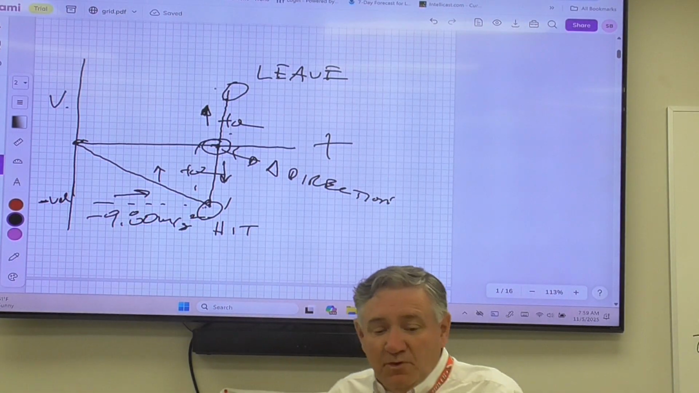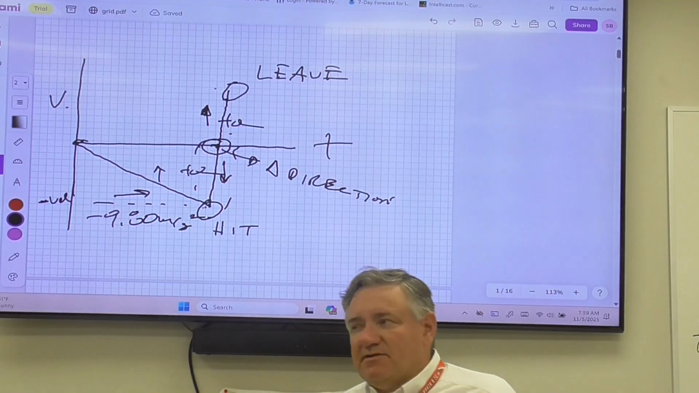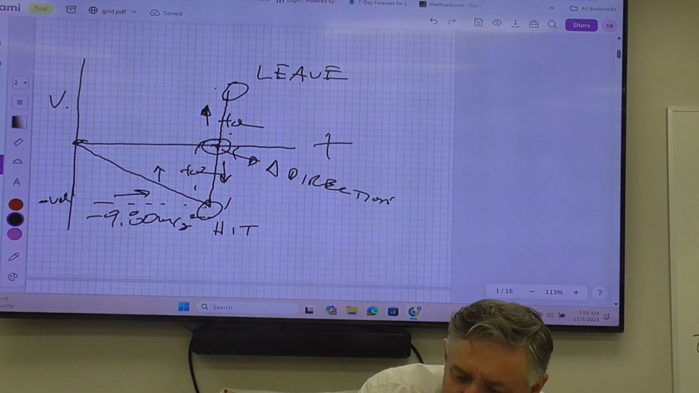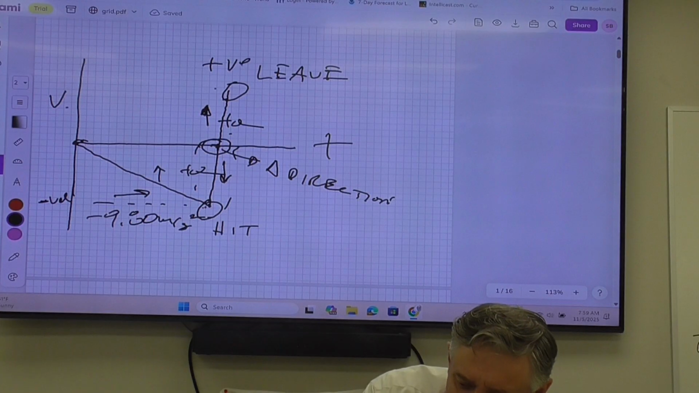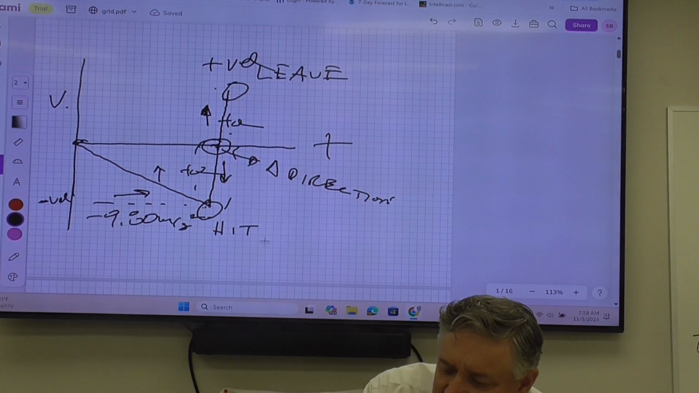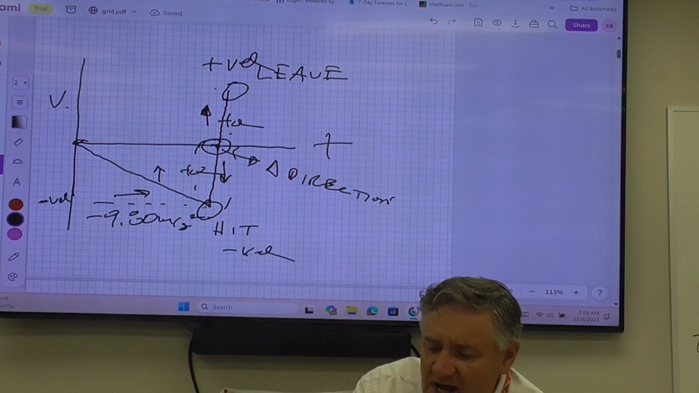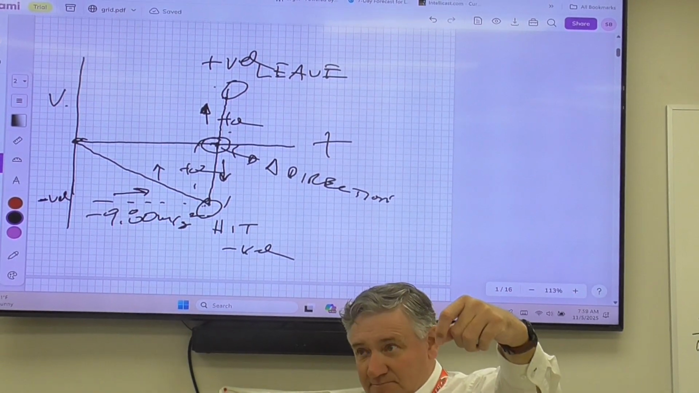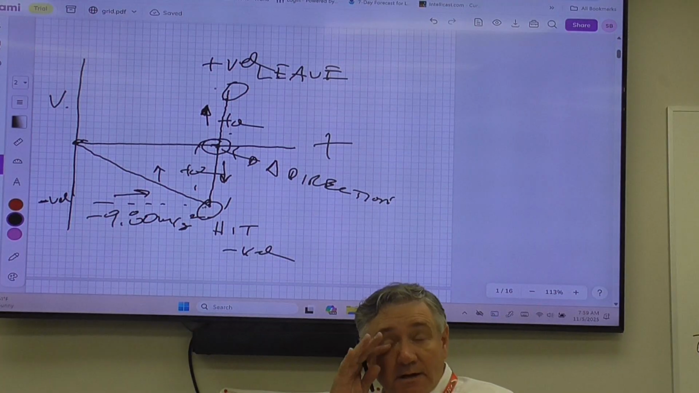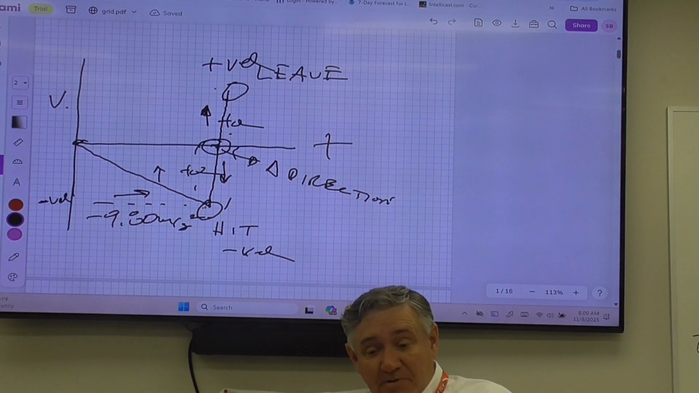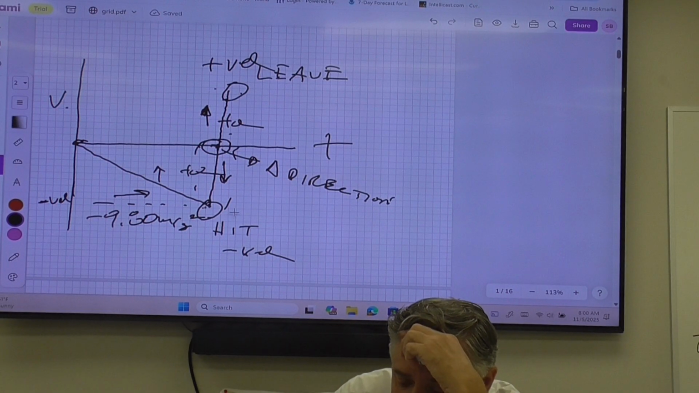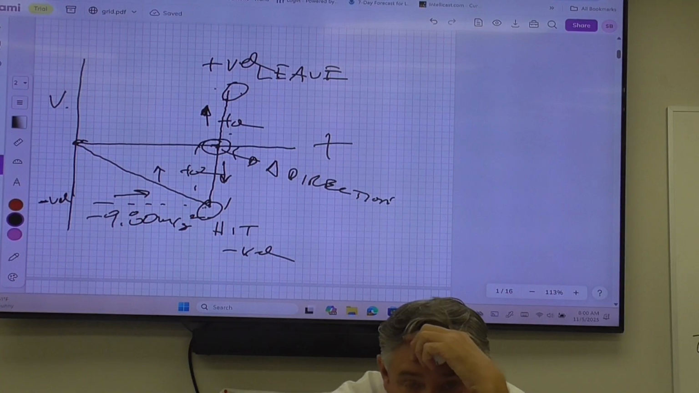When it leaves the floor, what's the sign of the velocity? This is important. Positive. So it's going to leave with some positive velocity. It's going to hit with some negative velocity, but it's going to leave with a positive velocity. Okay? Now, is the positive velocity here bigger or smaller than the negative velocity it had? Smaller.